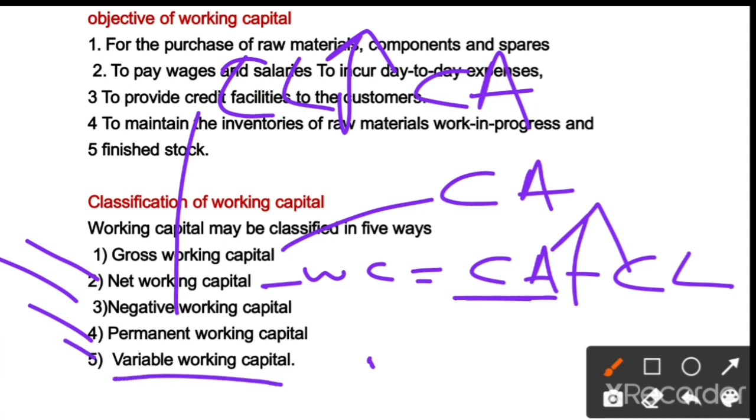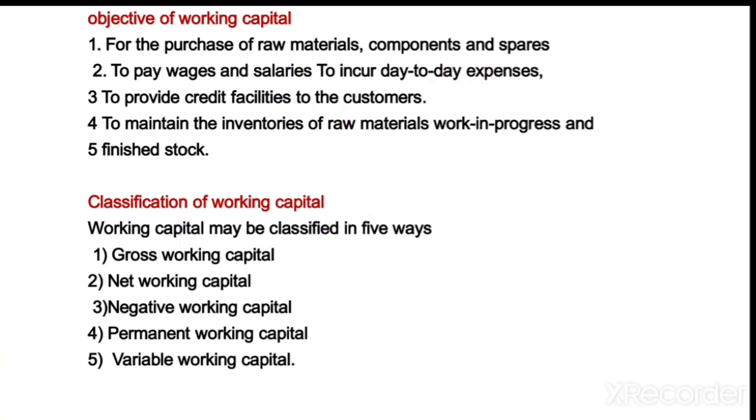We will move to variable working capital. It's very simple. It is temporary or fluctuating capital or additional current assets. It refers to the amount of working capital which goes on changing from time to time with a change in the volume of business activities. In a simple scenario, that is the difference between fixed and variable working capital. Variable working capital changes from time to time based on the volume of activities of the business. So these are the types or classification of working capital.